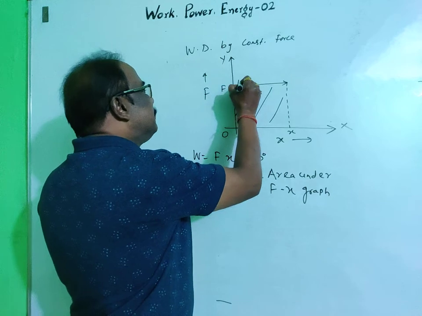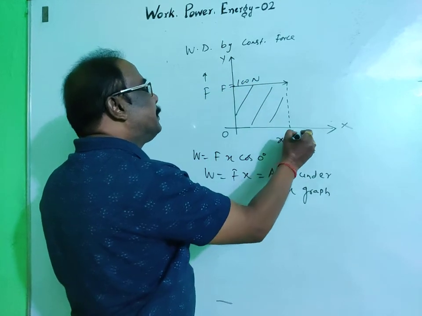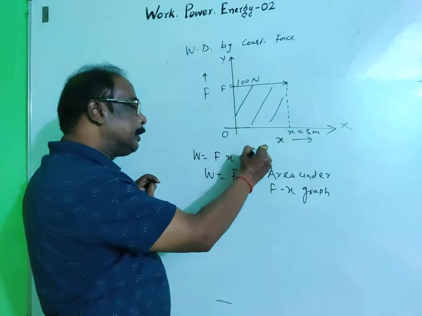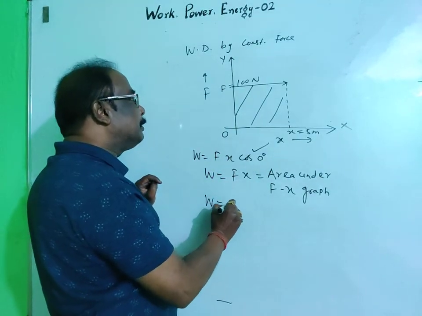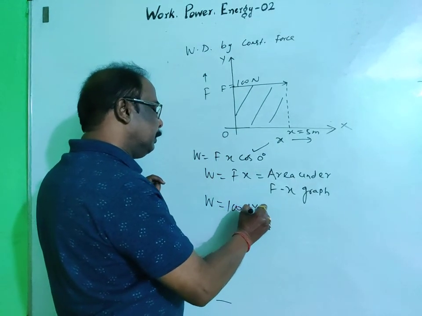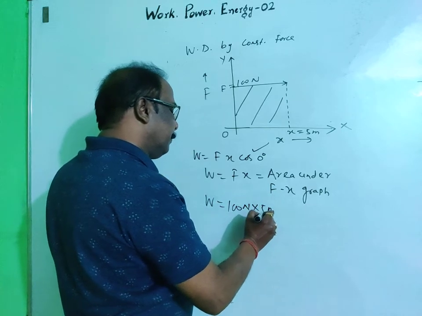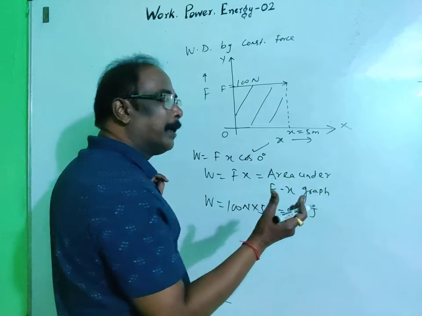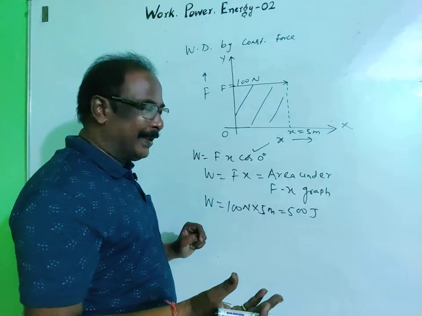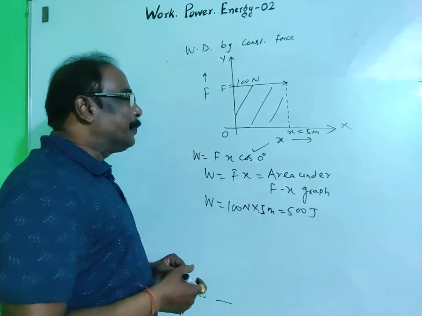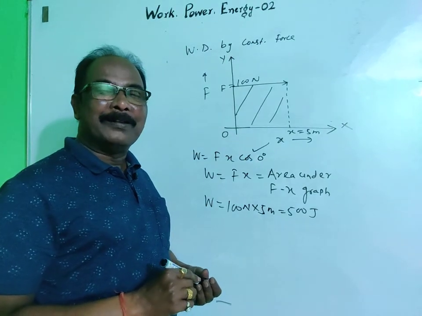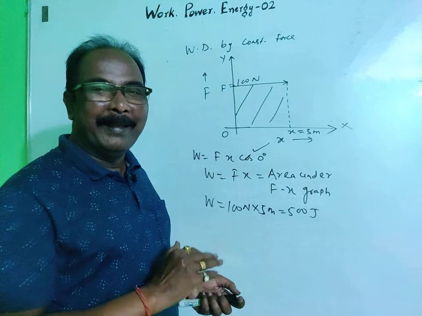Suppose force is given as 100 Newton. It displaces a body through 5 meter along the direction of force, meaning theta is 0 degrees. Then work is equal to 100 Newton into 5 meter, which is 500 Newton meter, meaning 500 joule. The SI unit of work is joule. So this is how to calculate work done by a constant force in a graphical way. Clear?